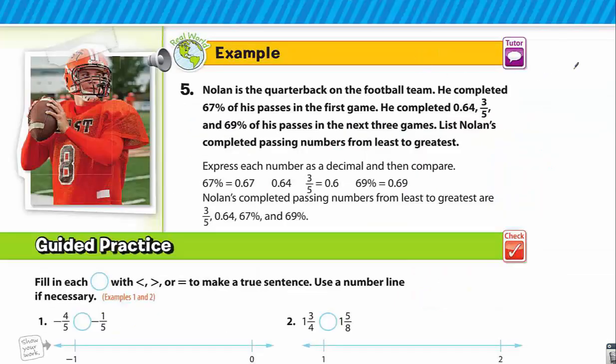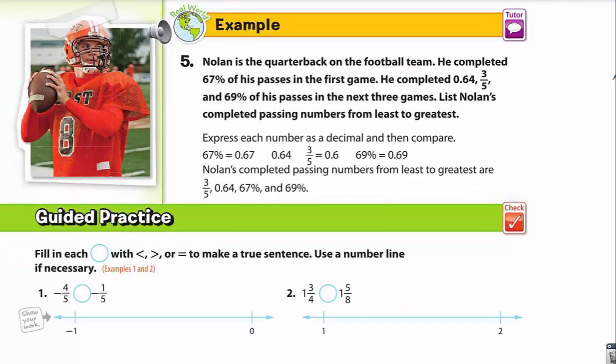Okay. We're almost to the guided practice. This is going pretty quick. Nolan's a quarterback on the football team. He completed 67% of his passes. I think that's pretty good, actually, in the first game. He completed 0.64 in the next game, 3/5 in the game after that, 69% in the next game. List Nolan's completed passes from least to greatest. And here you go. Now they took all these and they changed them into decimals, and they did least to greatest. Here was the smallest, followed by here, here, and here.